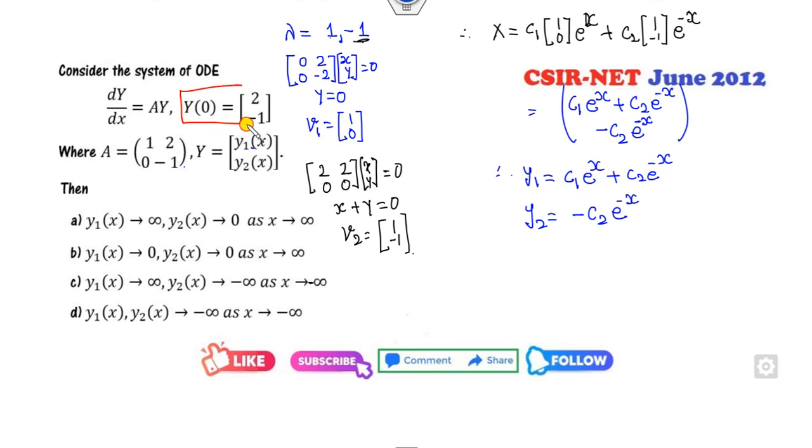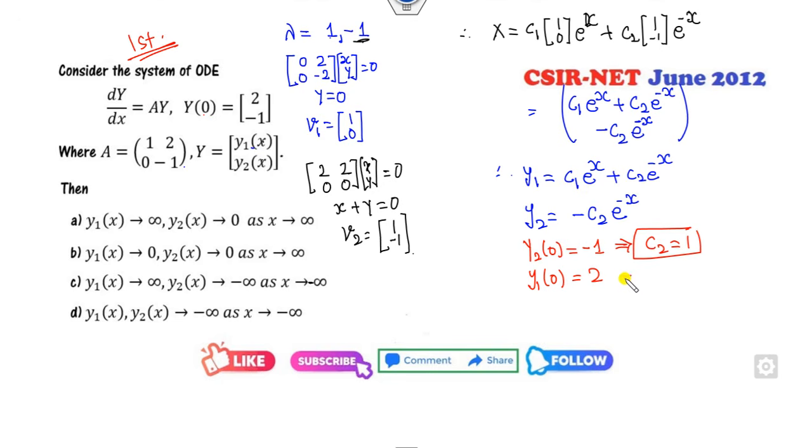Now look at the initial condition. This is the first method, as I told you. One more method I will explain. y2 of 0 is given as minus 1. So what does it mean? c2 will be 1. y1 of 0 is given as 2. That means c1 plus c2 is 2, so c1 will be 1. So your final solution will be y1 is e raised to power x plus e raised to power minus x. y2 will be minus e raised to power minus x.